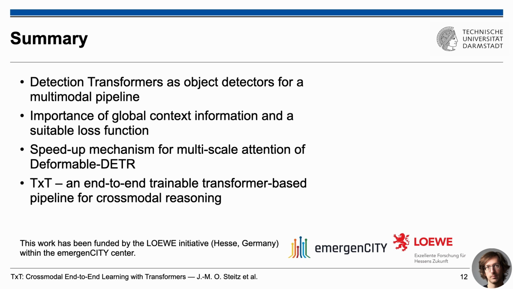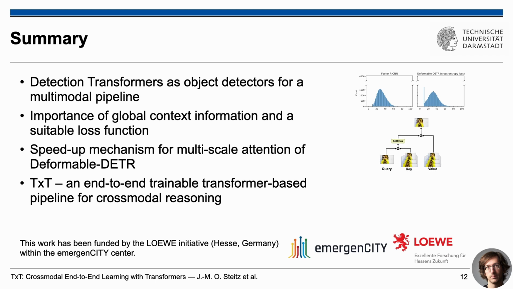In this work, we integrated detection transformers as object detectors into multimodal pipelines. We showed the importance of global context and a suitable loss function for that task. Further, we suggested a speed-up mechanism for the multi-scale attention of Deformable-DETR. Finally, we proposed our TxT model, an end-to-end trainable transformer-based pipeline for cross-modal reasoning, and showed its benefits on the VQA task.